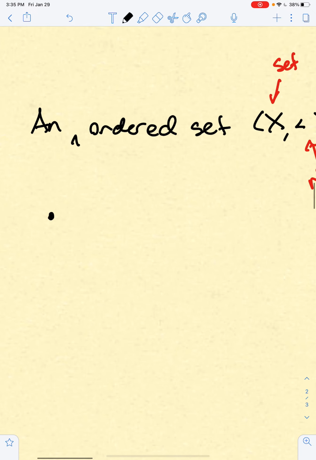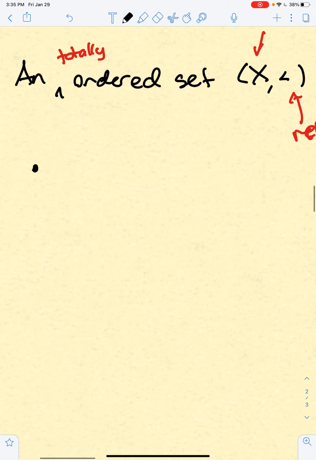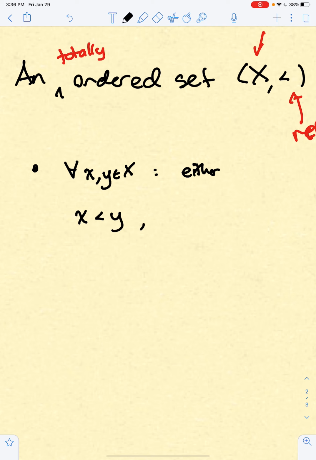Maybe I should also specify further, this is a totally ordered set, if you guys have maybe seen partially ordered sets before. So a totally ordered set is one in which, for all elements x and y in X, one of three things is always true: either x is less than y, y is less than x, or y is equal to x.